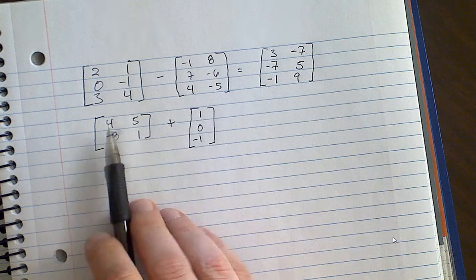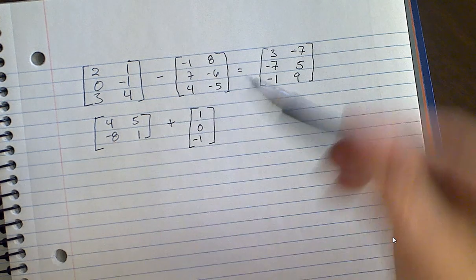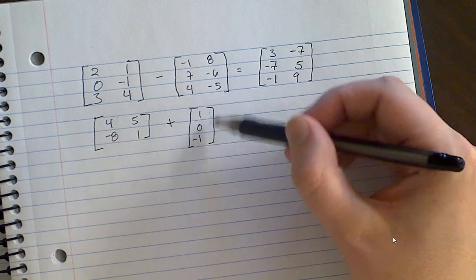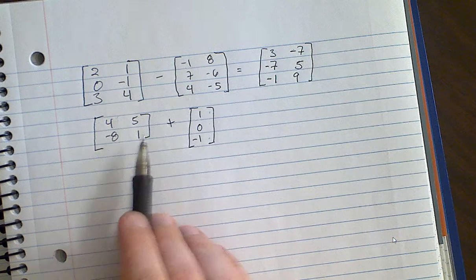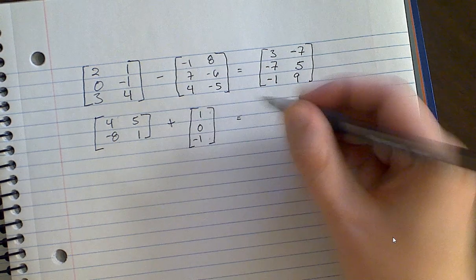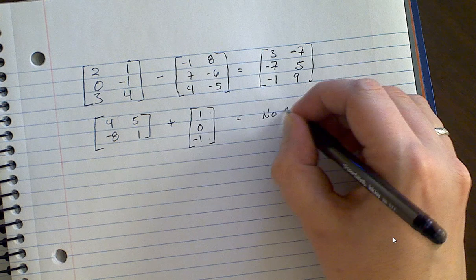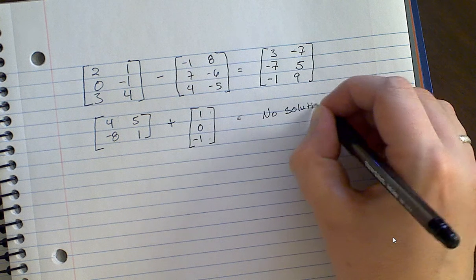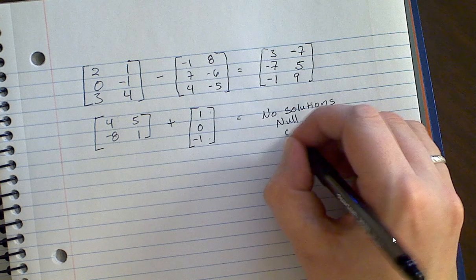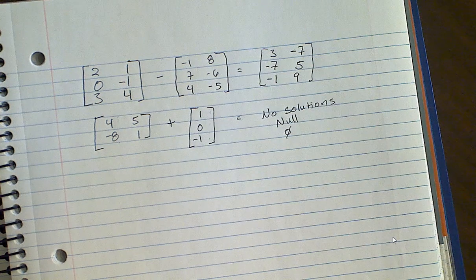these two matrices cannot add together. They have a different number of rows. This one has 2 rows, this one has 3 rows, and they have a different number of columns. This one has 2 columns, and this one has 1 column. And so in this example, there are no solutions, or not possible, or you can write the word null, or 0 with a line through it, if you're into that whole brevity thing.